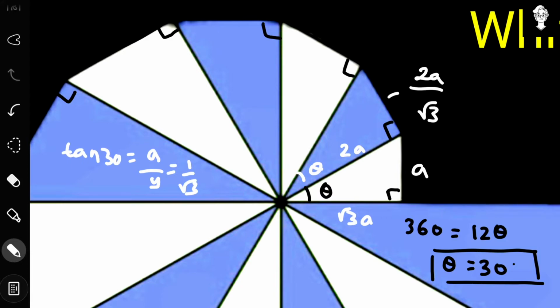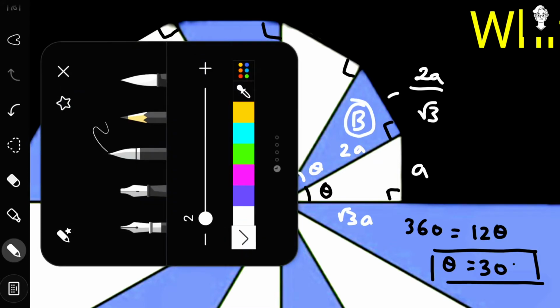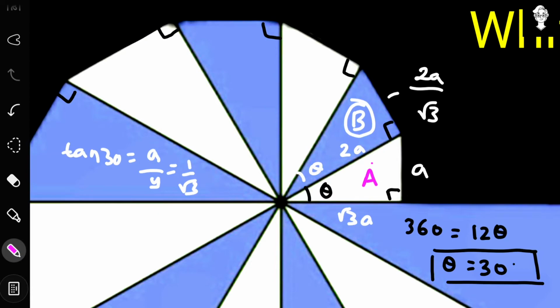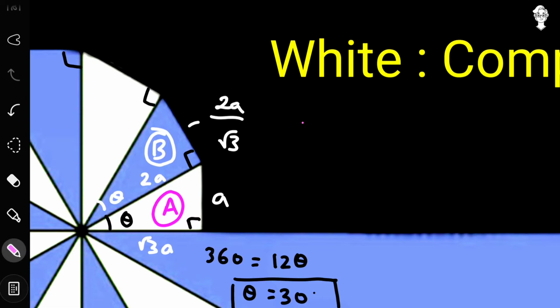Now let us take the area of both. Let the area of this blue triangle be equal to b, and let the area of this first triangle be equal to something like a. So now what we will do is find the ratio of a upon b. One thing is very easy for us, that a and b are right angle triangles.